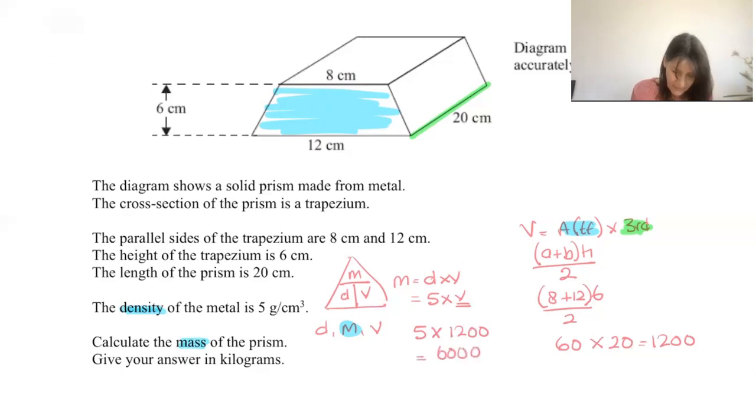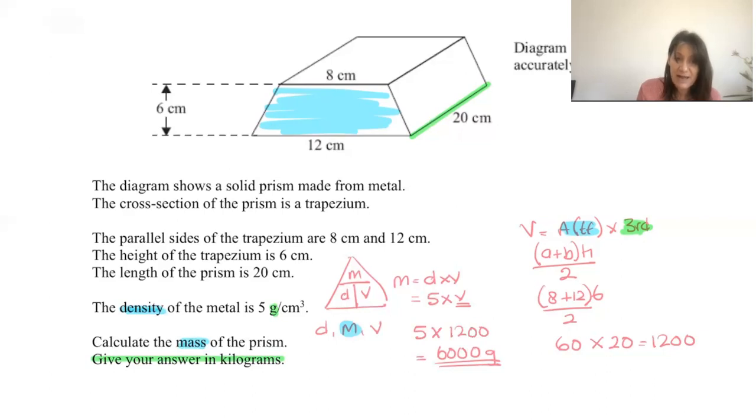6,000. Now you do need to be really, really careful. Always check back in with what you're doing. It says calculate the mass. It says give your answer in kilograms. If we look over here in our density unit, we've got grams. So that means right now my answer is in grams, not kilograms. So I still haven't quite finished this question.